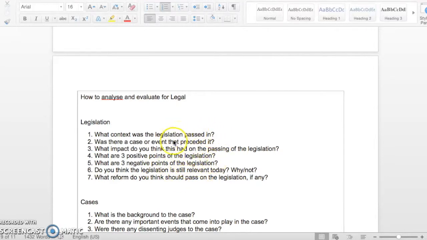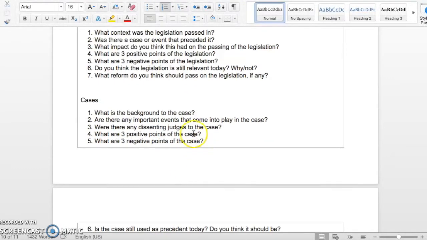And basically that's how you're analyzing and evaluating. And of course, you're going through the criteria that we mentioned before, going through things like accessibility, resource efficiency, etc. And for the cases, what's the background to the case? Are there any important events that come into play in the case? Were there any dissenting judges to the case? This is often really overlooked.